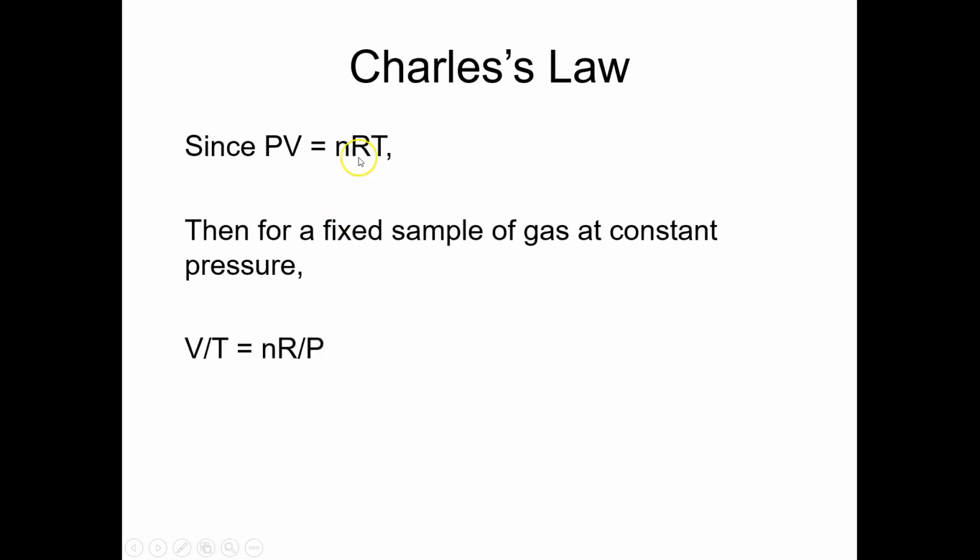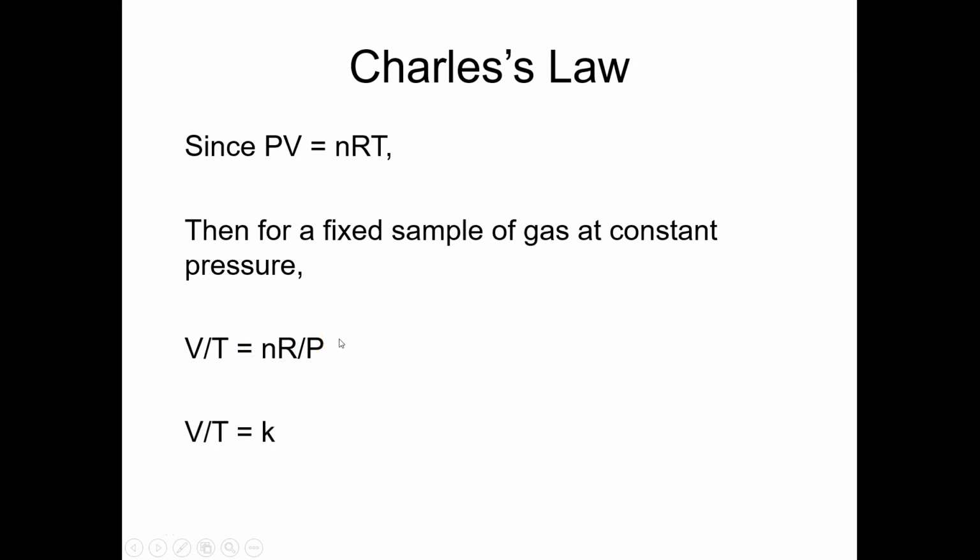So I divide both sides by T, I divide both sides by P, I get V over T is equal to nR over P. If I am holding the amount of gas constant and I'm holding the pressure constant, and R is always a constant, I'm now multiplying two constants and dividing by another constant, which just gives me a fourth constant, which we'll just call K.